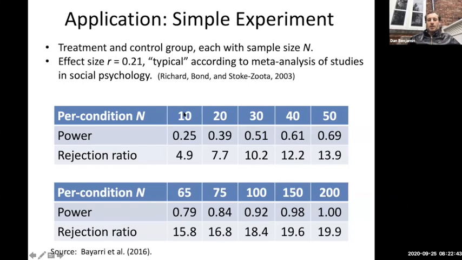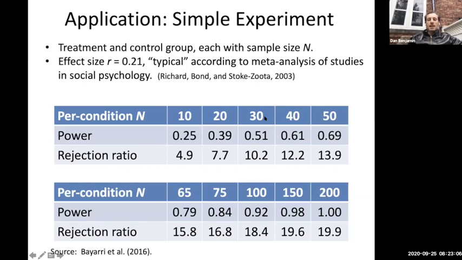So this first column says if we had 10 people in the treatment and control group, our power would be 25%, and the rejection ratio would be about 5, which means that a statistically significant result gives us about 5-to-1 evidence in favor of a true effect. So we should update whatever our prior odds were by a factor of 5.